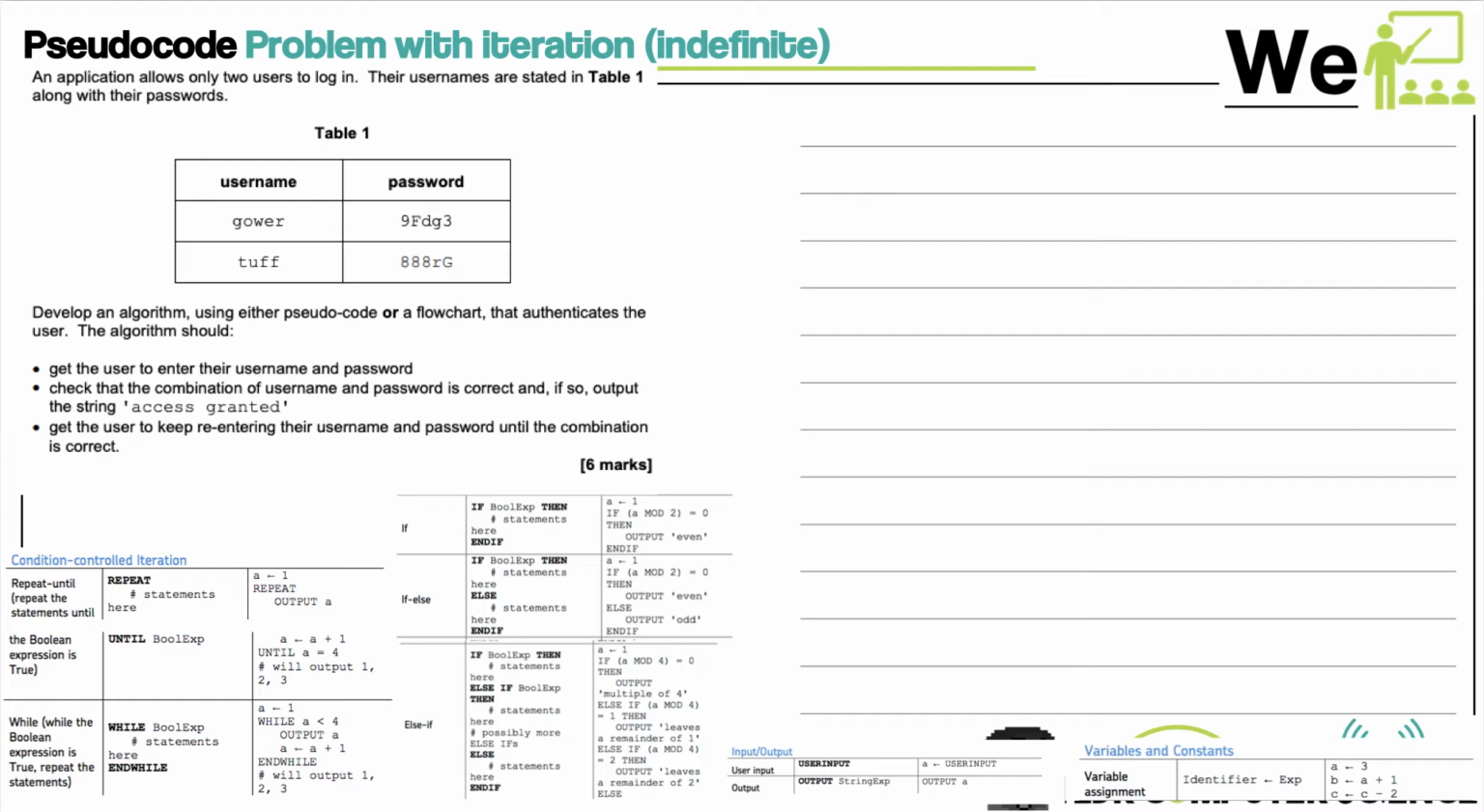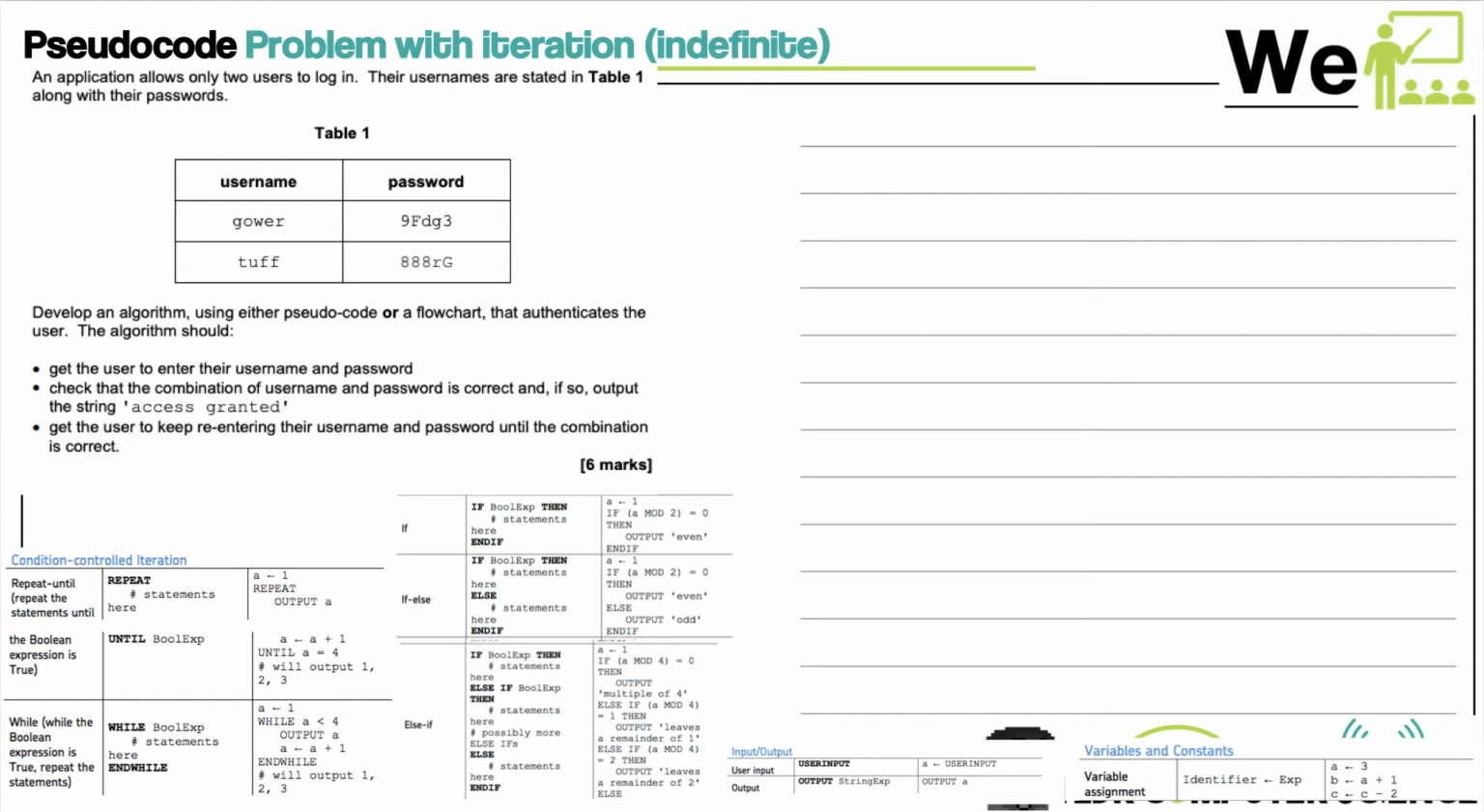Onwards to the next one. Again, more problems making use of iteration. And now we're getting to the point where we're going to have to write some of our own code. An application allows only 2 users to log in. The usernames are stated in table 1. So the username Gower, and that's their password. Username Tough, that's their password. Develop an algorithm using pseudocode or a flowchart that authenticates the user. Now, authenticate means it's proof that you're who you say you are, so that the username and the password match.